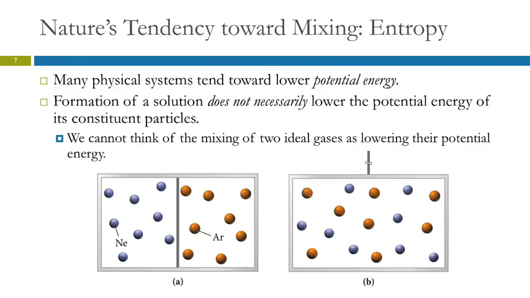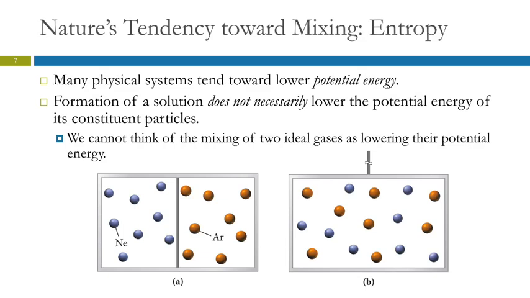So if we think of 2 ideal gases, so here we have neon and here we have argon, and we take the barrier away, we know what's going to happen is that these particles, according to kinetic molecular theory, are bouncing around till they run into something. So this one might go over here, and then if the barrier's gone, it's going to come over here. The particles are going to mix. But the mixing does not lower their potential energy. It doesn't change their potential energy at all.